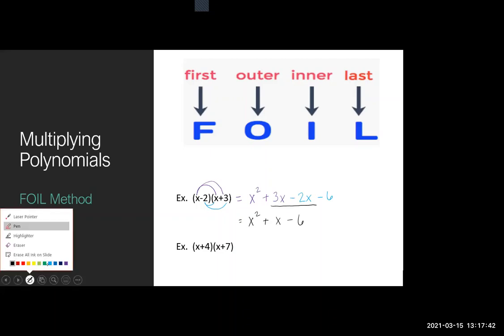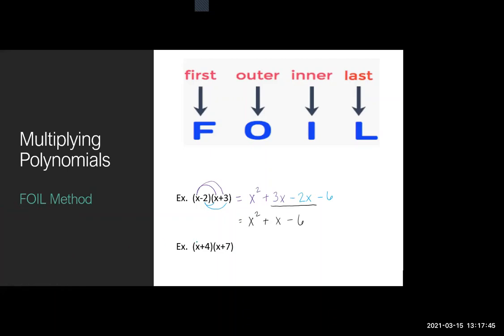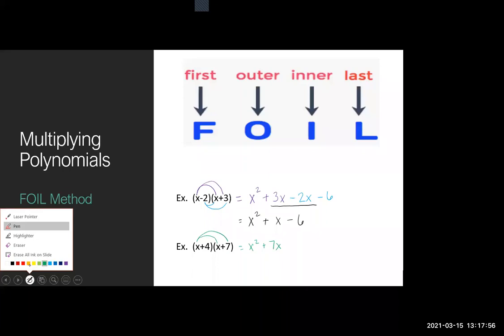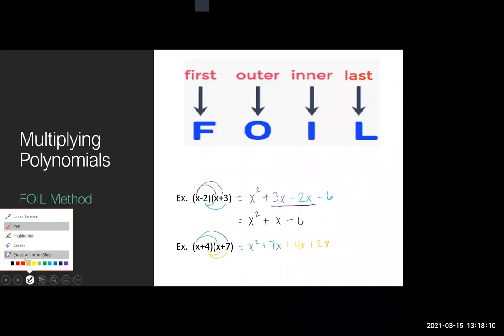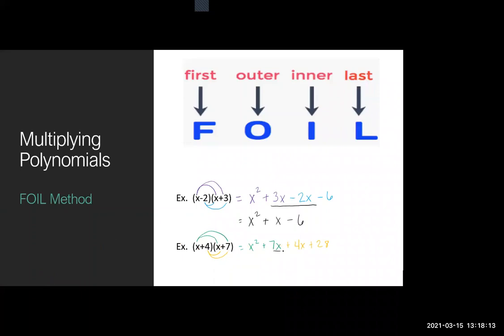Let's see that FOIL method one more time. We'll distribute the x. So x times x is x squared. X times 7 is 7x. Now let's distribute the 4. So 4 times x is 4x. And 4 times 7 is 28. Now again, the terms that you can add together, same variable, same exponent, they are in the middle. So we can get 7x plus 4x is 11x plus 28.